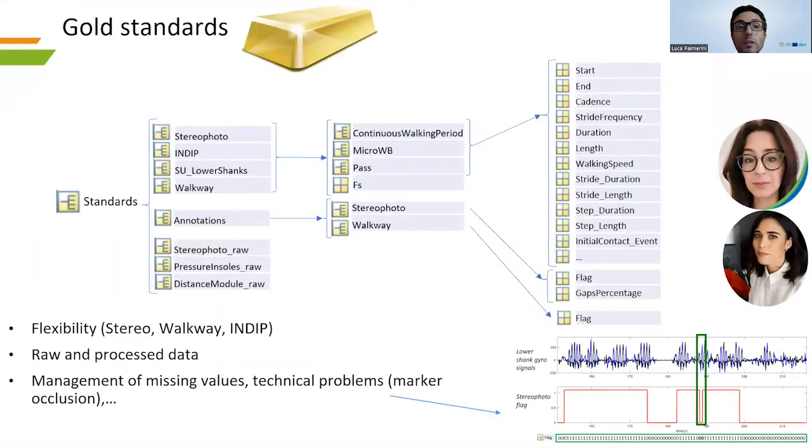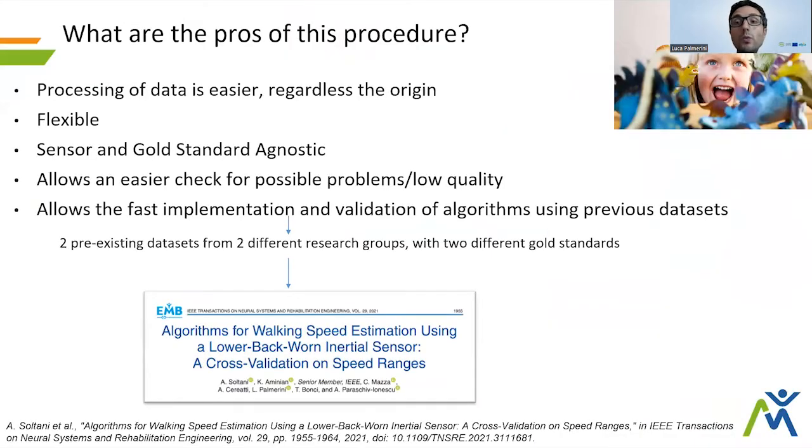We also implemented a procedure for standardization of data from the gold standards, and I have to thank Tecla Bonci and Francesca Salis for their help in this. This structure allowed for flexibility, so to store data from different gold standards, such as photogrammetric systems, but also, for example, instrumented walkways that were present in pre-existing datasets. It allowed to store both raw and processed data, and it allowed for management of missing values and technical problems such as marker occlusion.